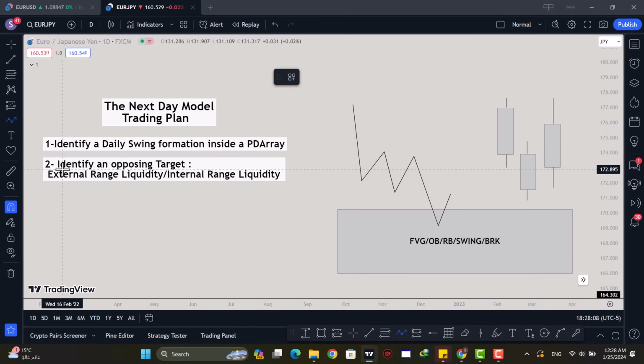All right, so I forgot to mention that before. Let's continue with the second step. So target external range liquidity. Let me give you an example.